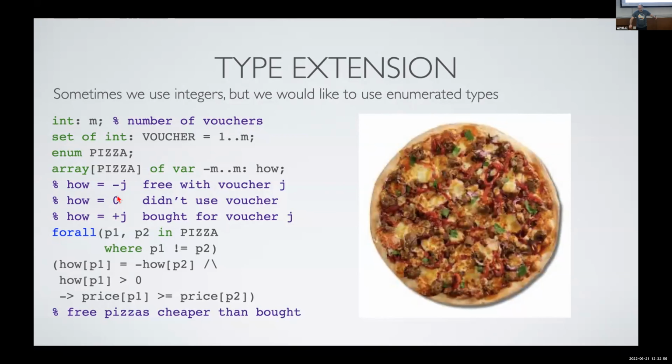So this is convenient because then we just have a single variable that tells us how we use the vouchers, and we can represent the main condition that the price of the pizza we pay for has to be higher than the price of the pizza we get for free. But it's not very type safe, and we actually had bugs in this model before because of that.